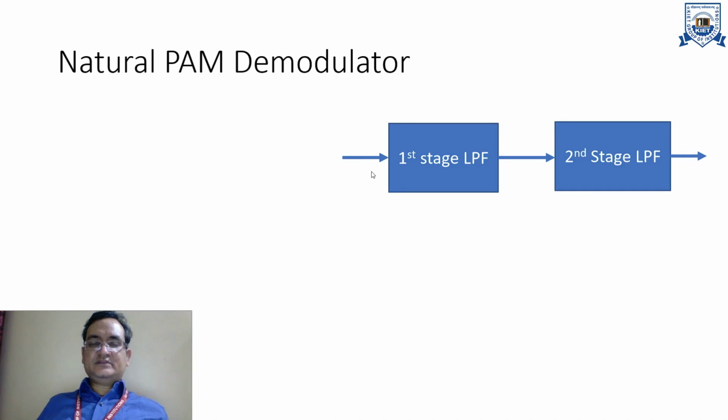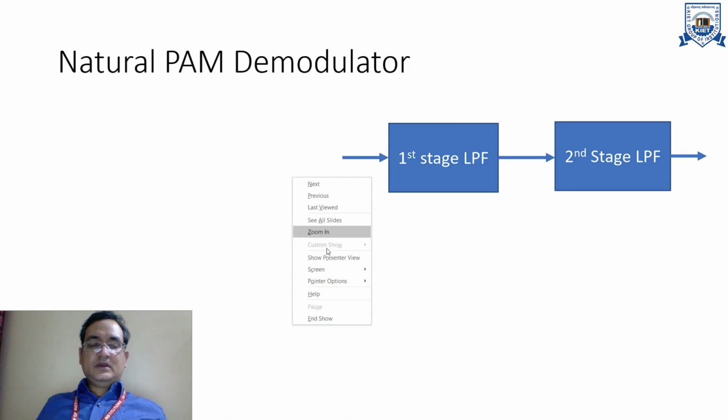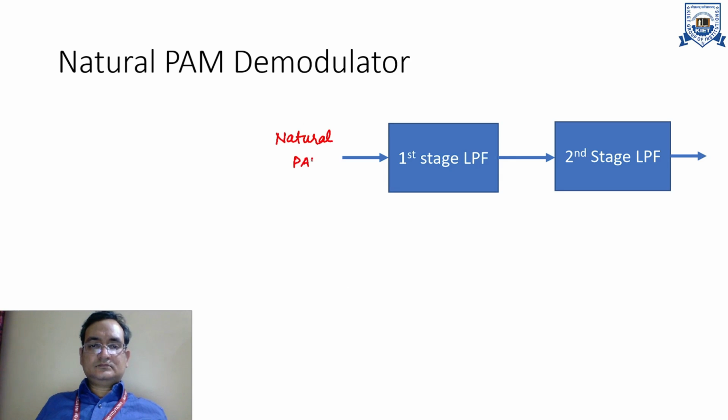This is the generalized block diagram of the PAM demodulator, where I have used a first stage LPF and a second stage LPF to recover our natural pulse amplitude modulated signal. Here I will apply our natural PAM. After the first stage recovery, you will get your low pass signal, the low pass message.